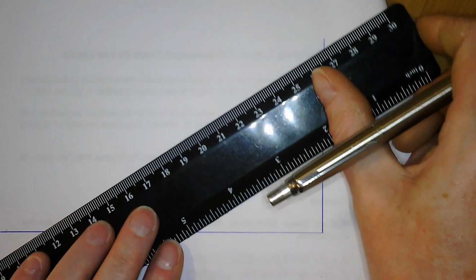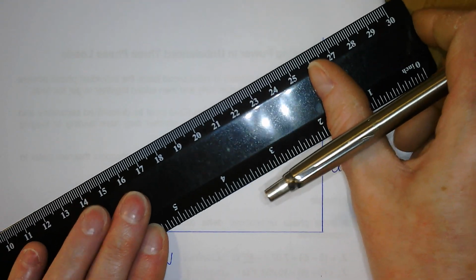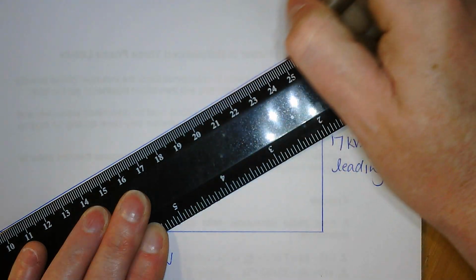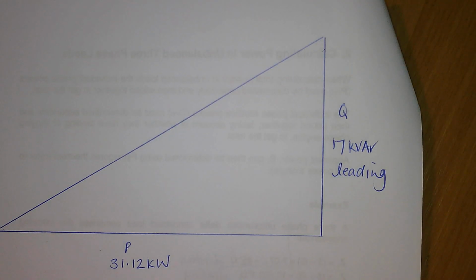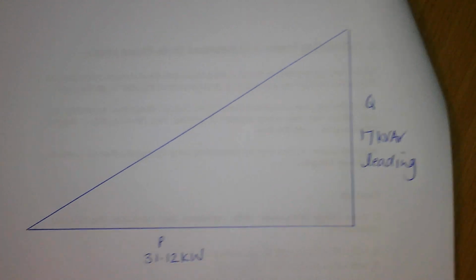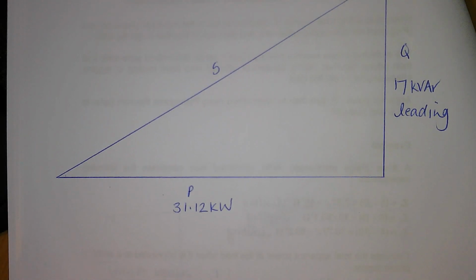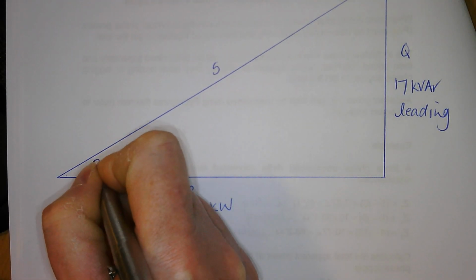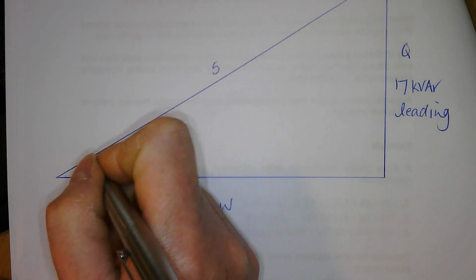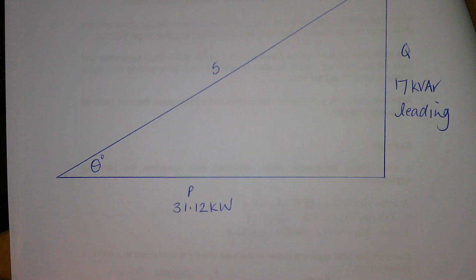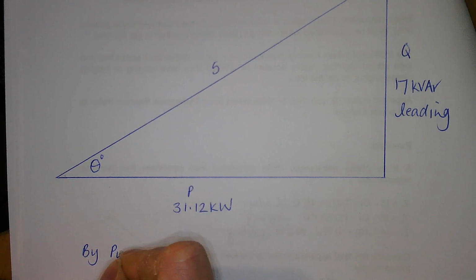And then my S is nose to tail of that P plus the Q, if you like. So that'll be my S value there. So from that triangle, that'll be my circuit phase angle as well, or my three-phase phase angle if I want to work that out. So to get my S, I'm just going to use Pythagoras.